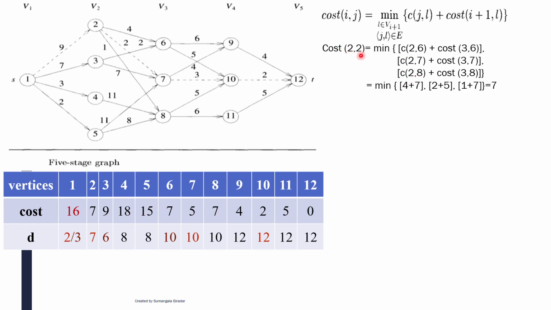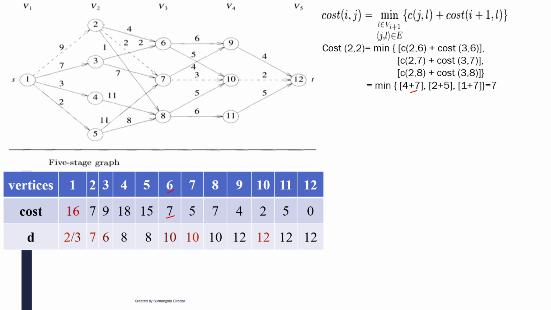Second stage, second vertex here, and cost of 3,6, cost of 3,7 and cost of 3,8. Cost means, from the table you have to refer here. 2 to 6, the edge cost is 4 here. And for 6, what is the cost you are having? That is 7 here. That's why you take it as 7, because in the table the cost for 6 is 7. So you have to take it as 7.